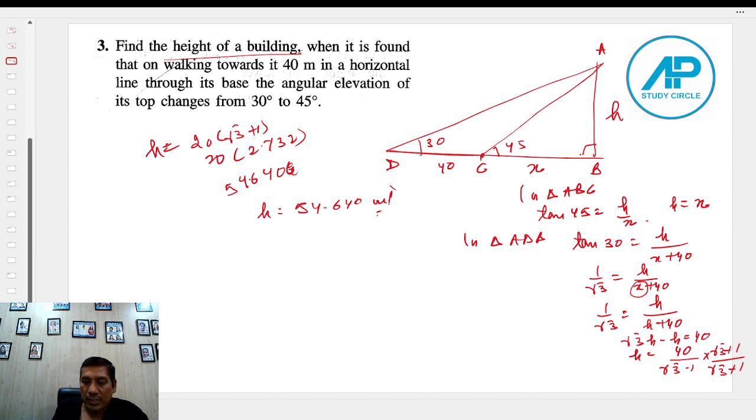I guess the question is clear to you. And this step is also very important. Please take note of this step. We rationalize and don't put the value of root 3 here, and we don't try to divide by 0.732. That is very absurd. So always try to rationalize the surd from the denominator, only then move ahead with the calculations.